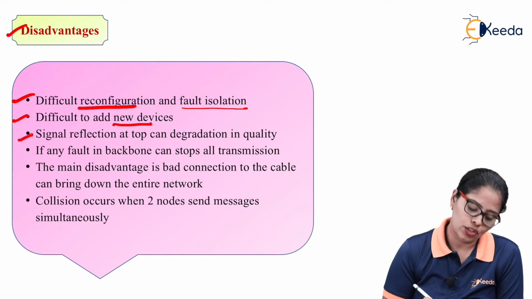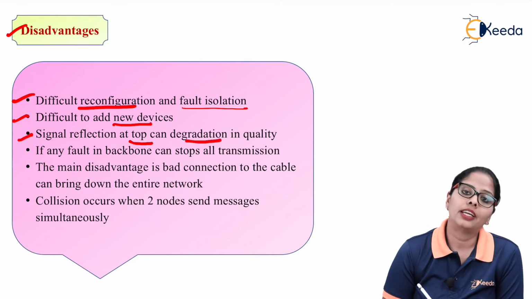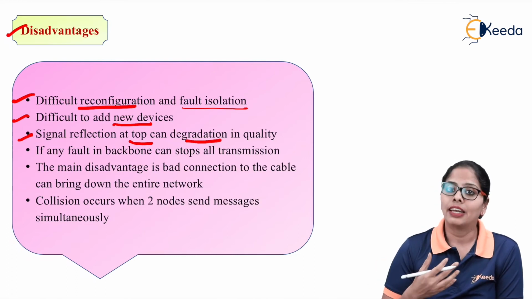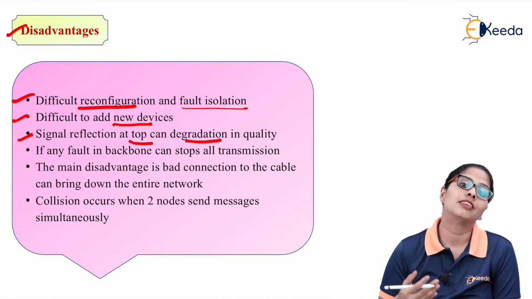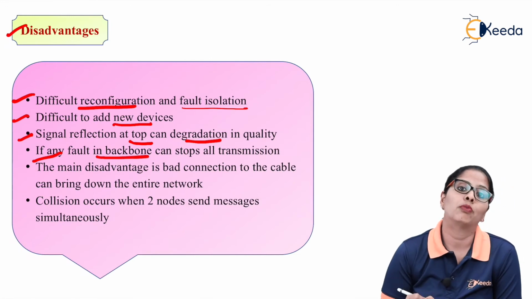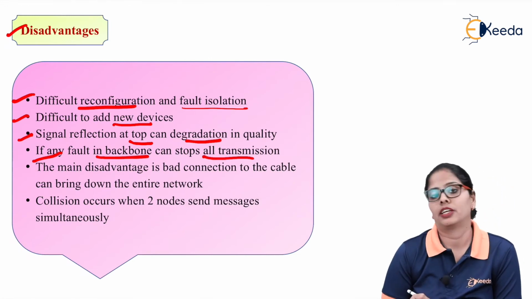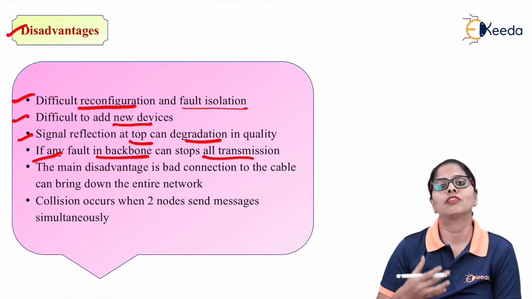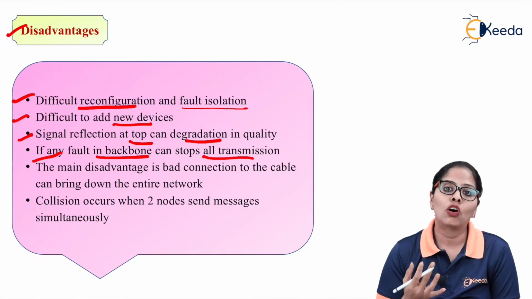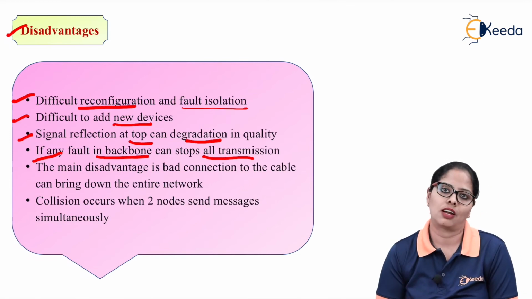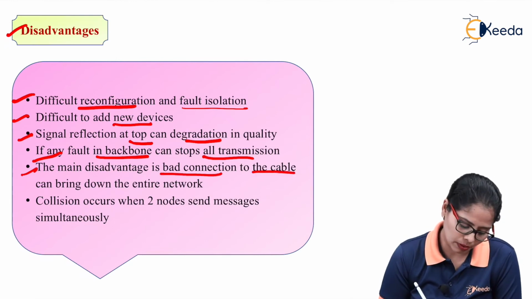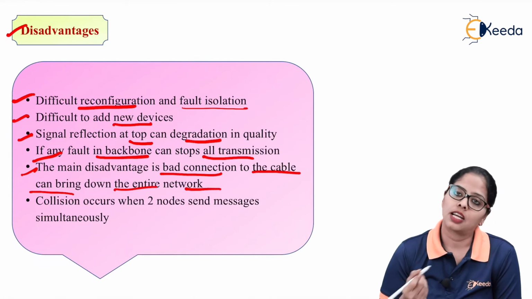Signal reflection at the tap can degrade the quality. As we discussed, with more users the length increases and because of that signal distortion takes place. Any fault in the backbone can stop the entire communication. The entire dependency of the network is on the backbone network. If my backbone link is not working, my entire network is down. The main disadvantage is that a bad connection in the cable can bring down the entire network.